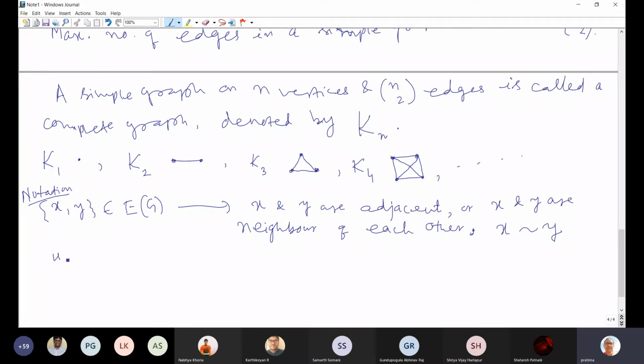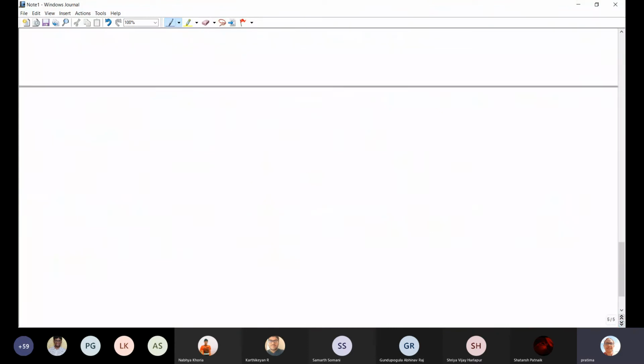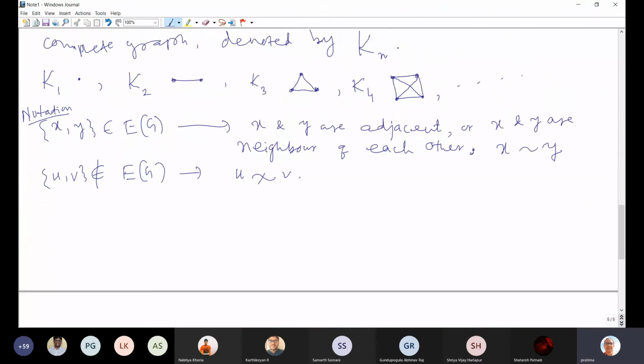Suppose this pair UV is not an edge. Then we say that U and V are non-adjacent, non-neighbors. U and V are not neighbors of each other. And this notation for non-adjacent we also use. Well, so the complete graph notation is Kn, the complete graph on n vertices. We use this notation Kn.